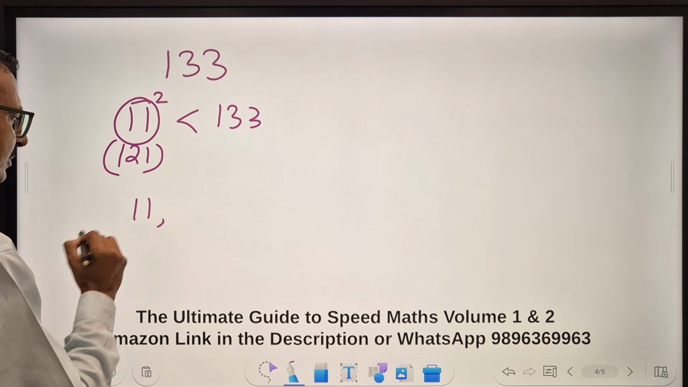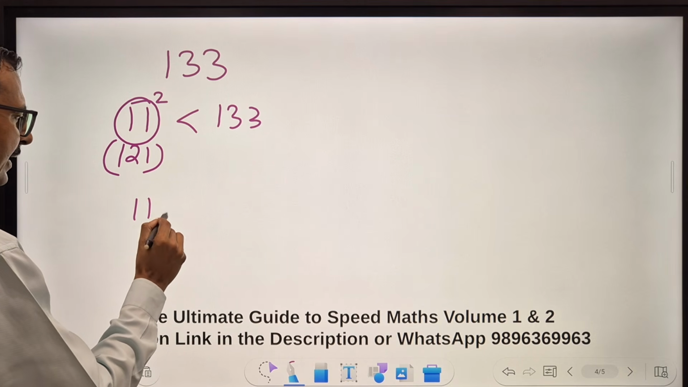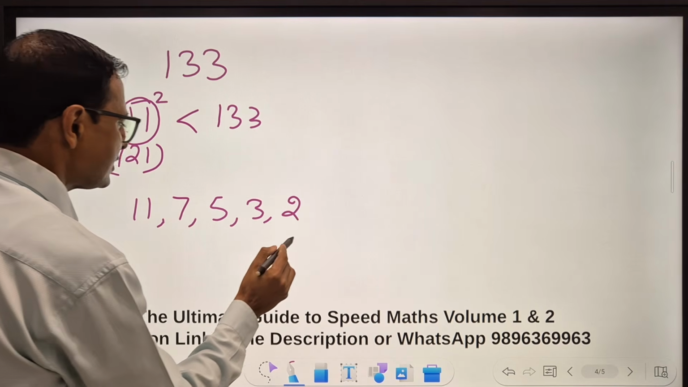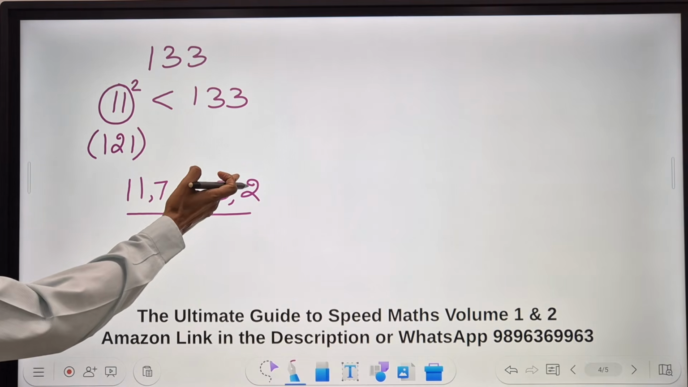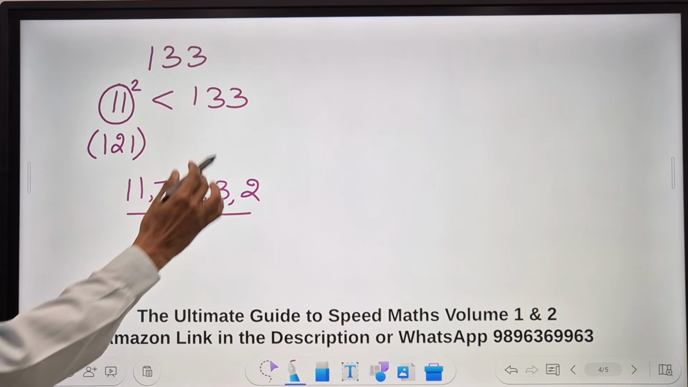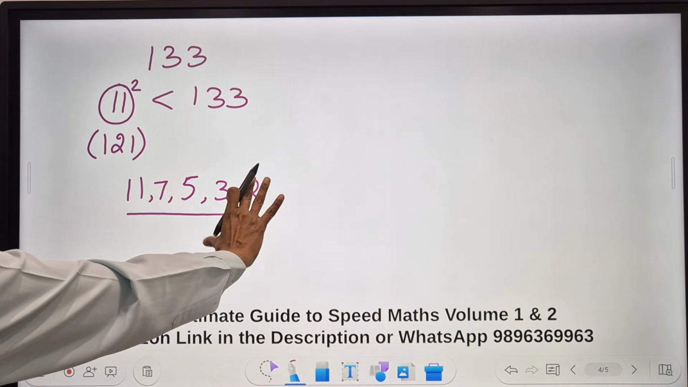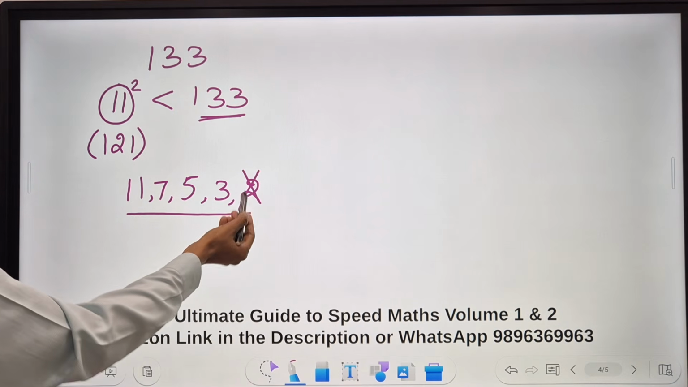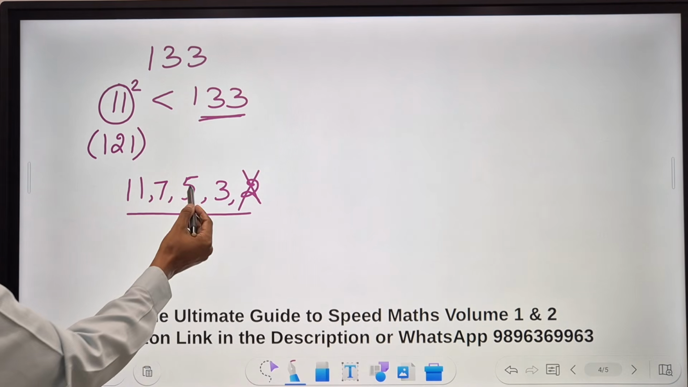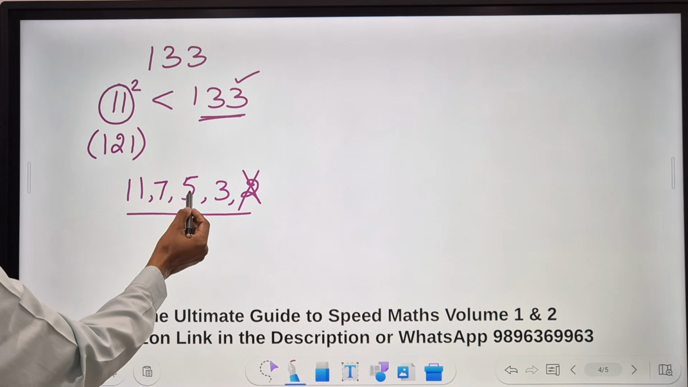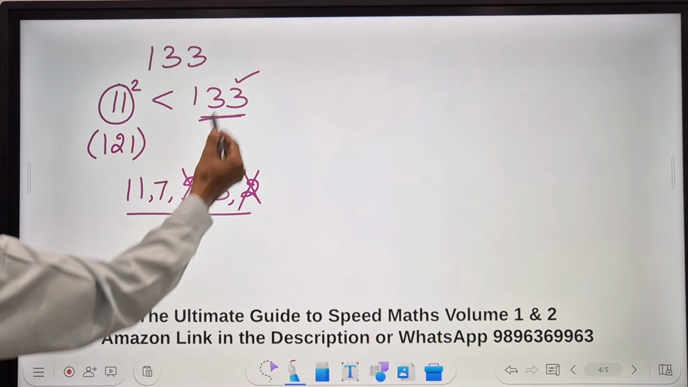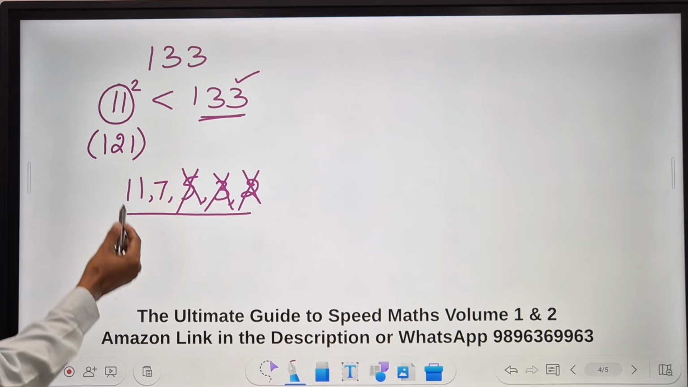So 11, 10, 9, 8, 7, and then 5, 3 and 2. These are the prime numbers below 11, and I have to check the divisibility of 133 by all these prime numbers now. So this is an odd number, right? So 2 is ruled out, it will never divide 133. Likewise, unit digit is 3, so 5 will never divide it. 1 plus 3 plus 3 is 7, so 3 is not going to divide it.